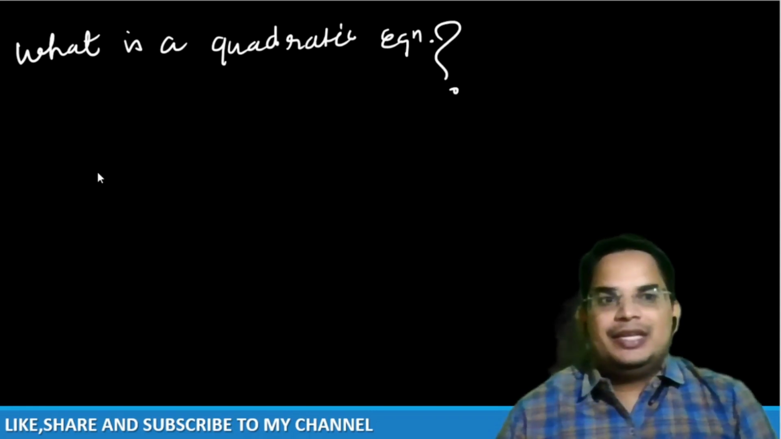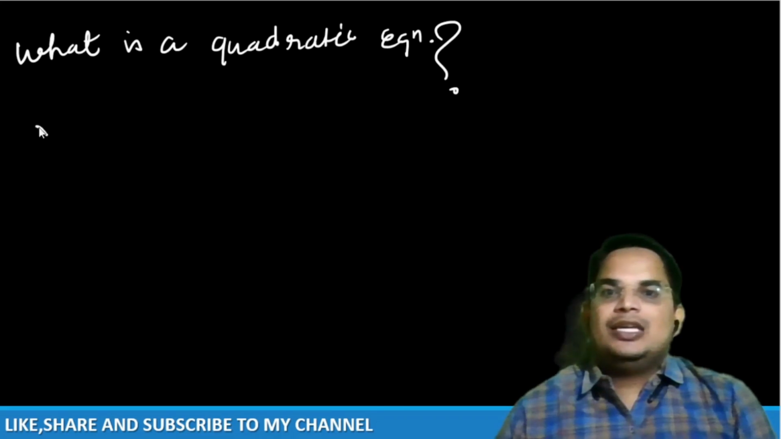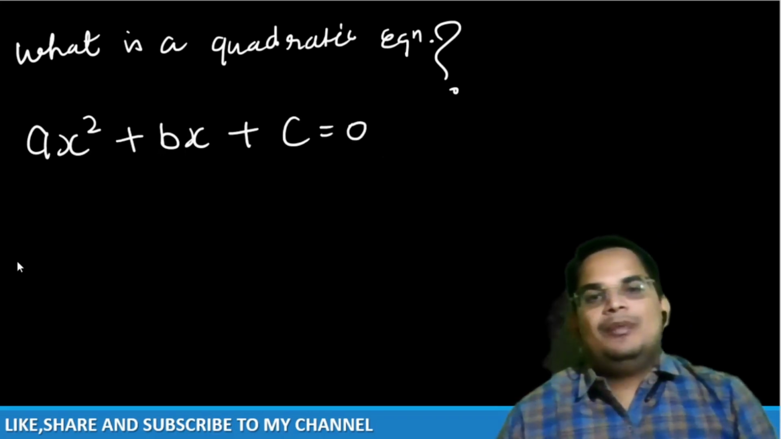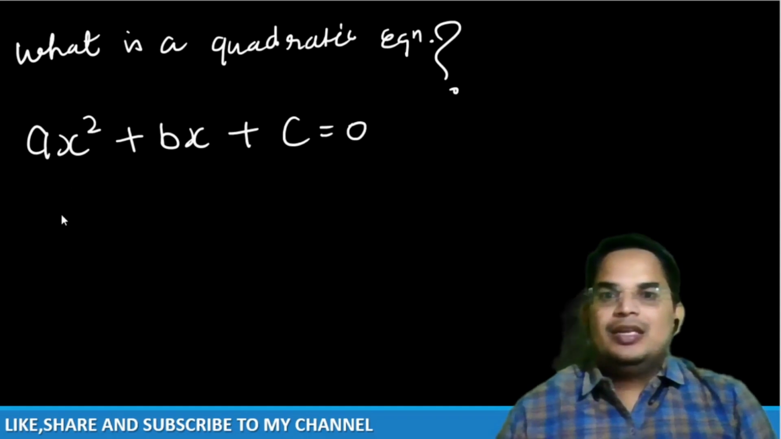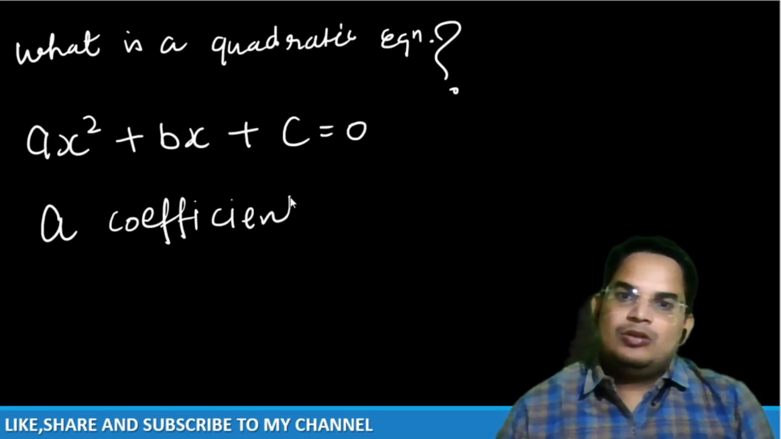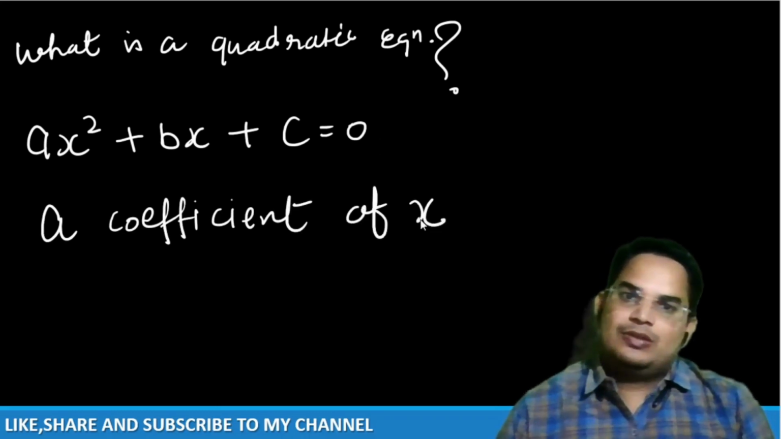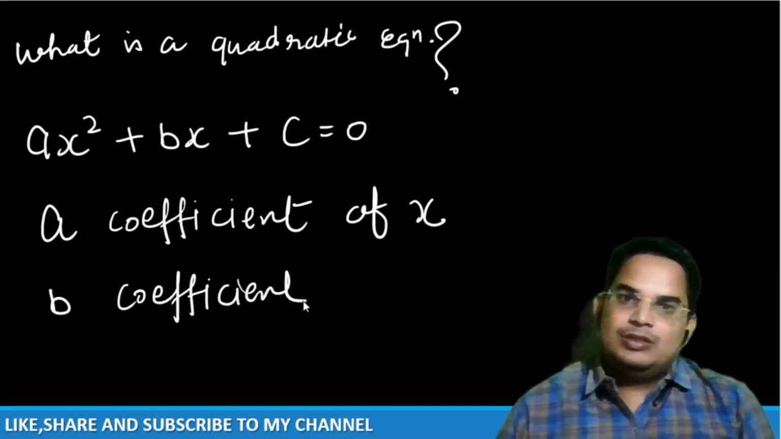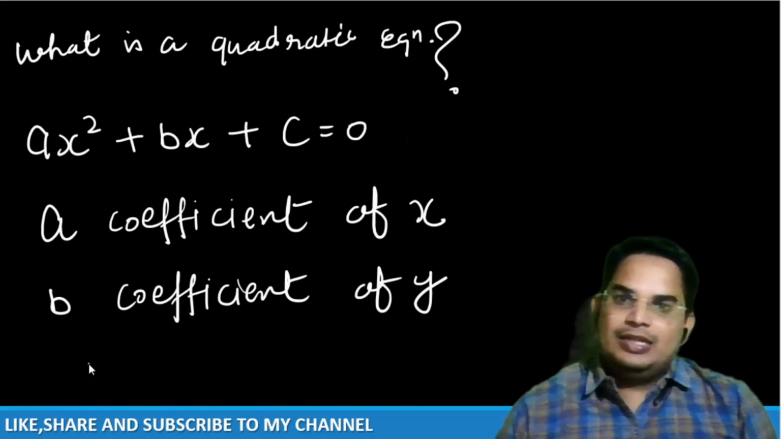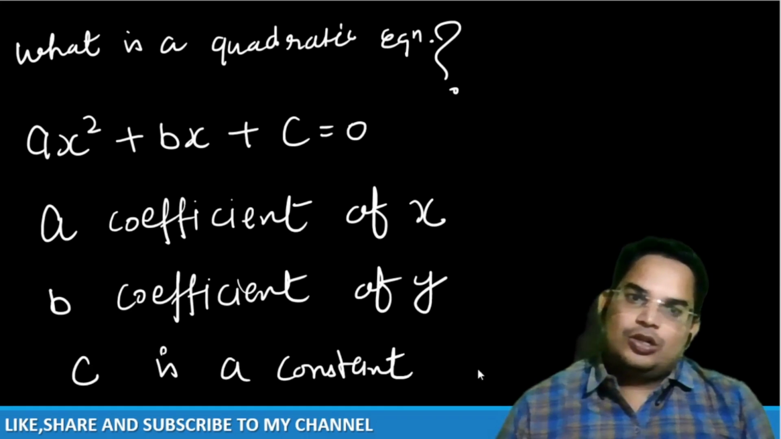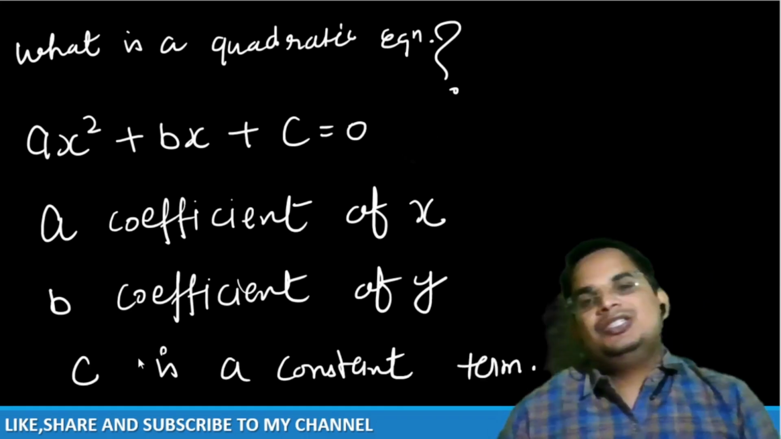If I talk about quadratic equation, I can say the quadratic equation is represented by ax square plus bx plus c is equal to 0, where a is the coefficient of x square, b is the coefficient of x, and c is a constant term. These things are given here.